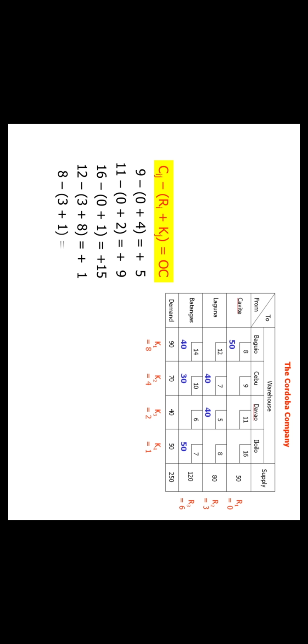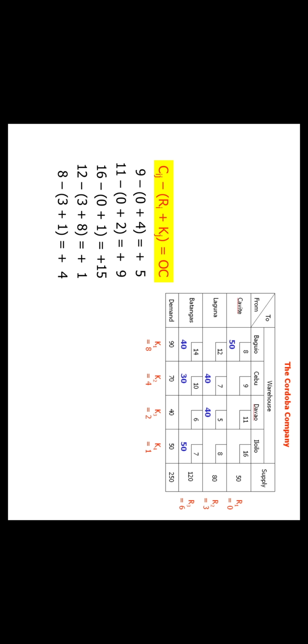positive 4. And finally, we have the last unused cell to evaluate, the one with a cost of 6. Row position this time is at row 3, where R sub 3 is equal to 6. Column position is at column 3, where K sub 3 is equal to 2.